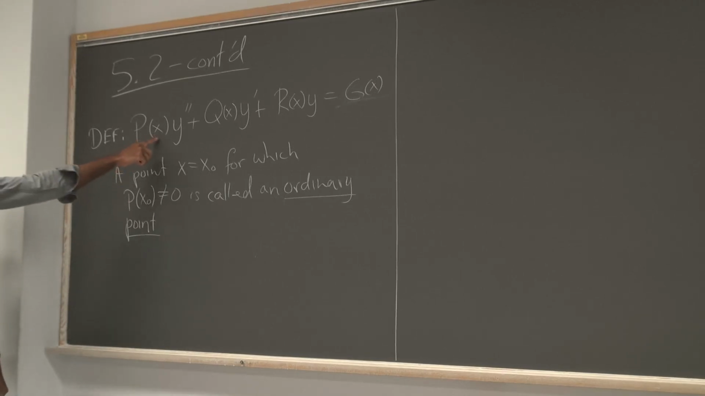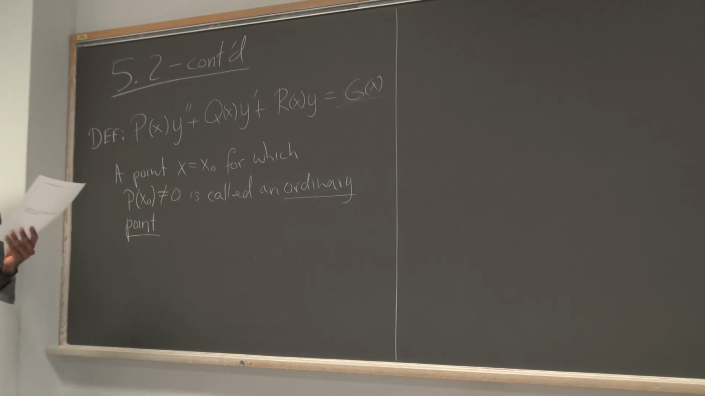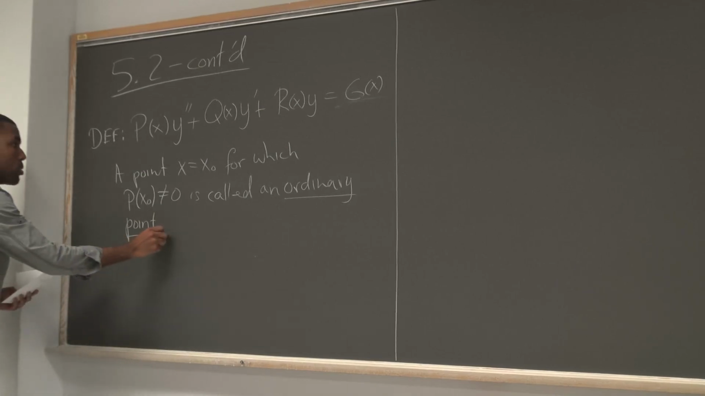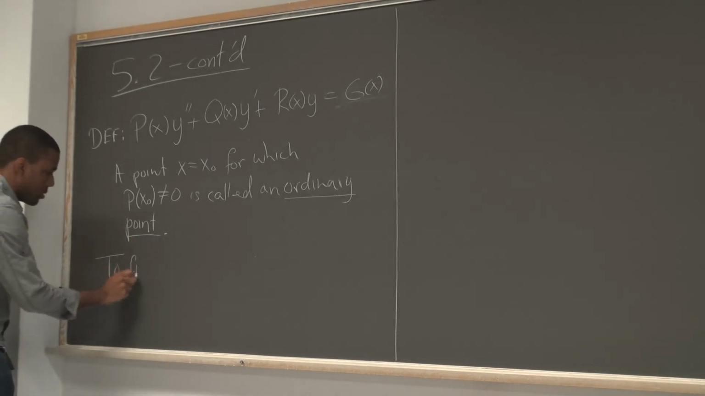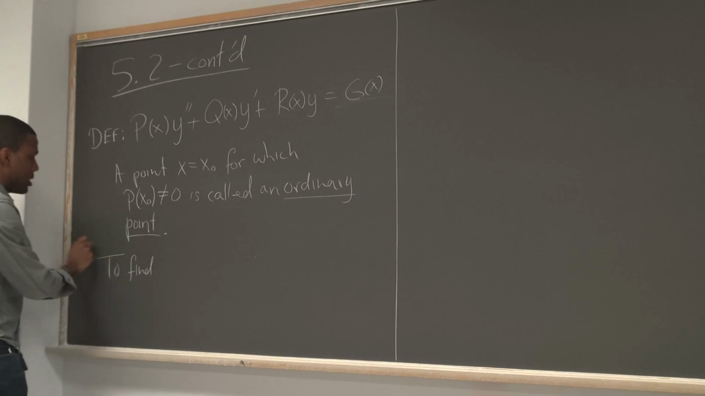In the case where this is 0, it's called a singular point, and we'll deal with that in a later section. Is that the next section? Two sections later. Okay. So we actually did an example, basically to find a series solution. So that's the end of the definition.